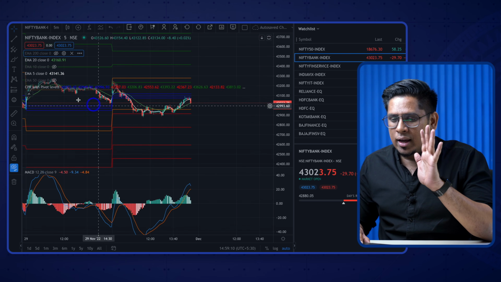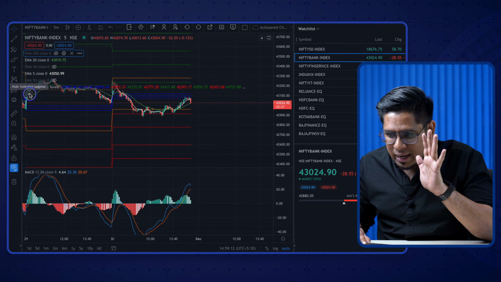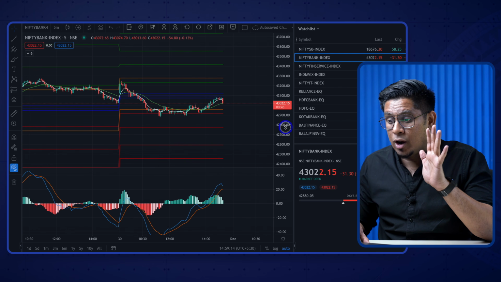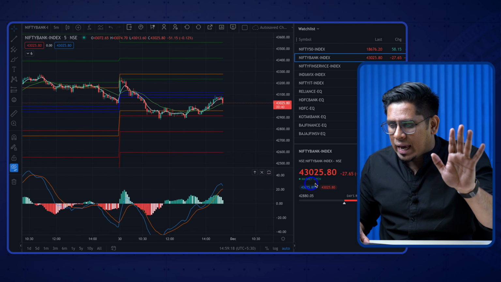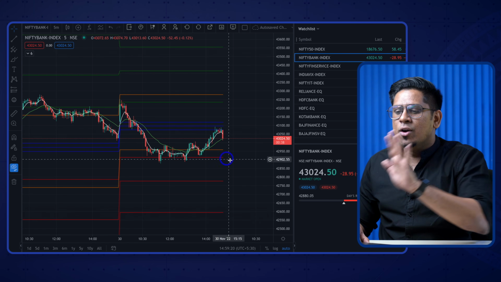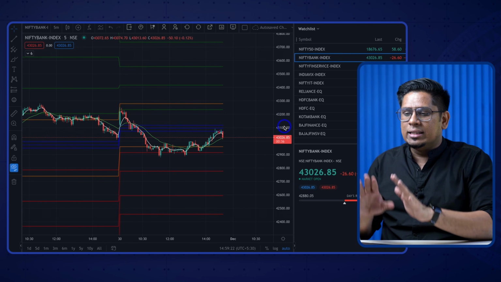So I've clicked on it. A lot of things here. I'm just minimizing it and see what has happened. A lot of lines have come on the chart, right? If you're okay, I'll just remove MACD so that we can see this better. Okay, you're seeing this better, right?